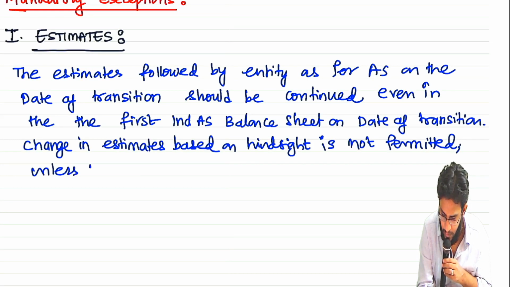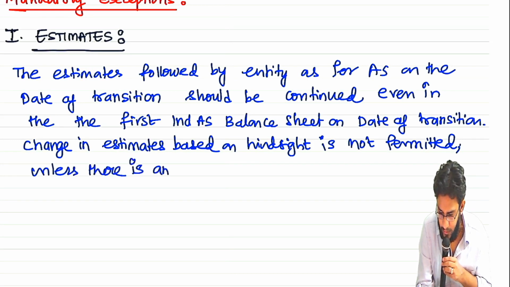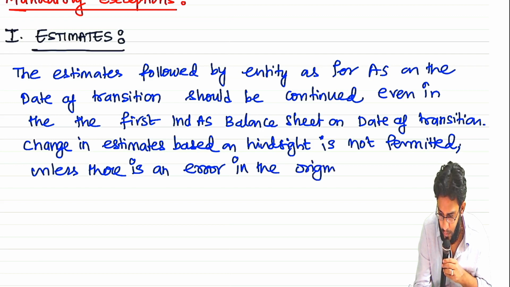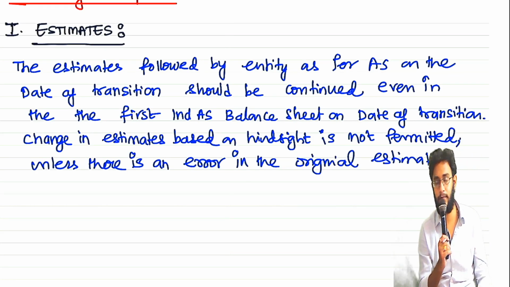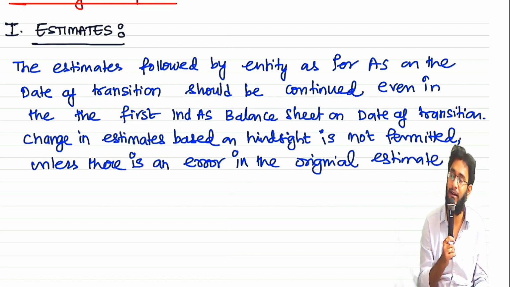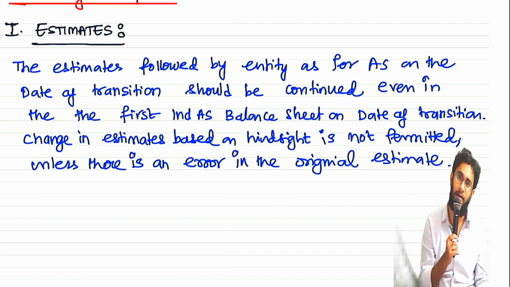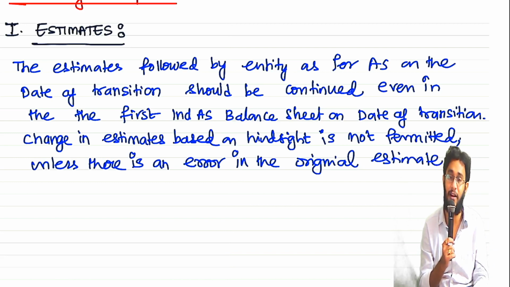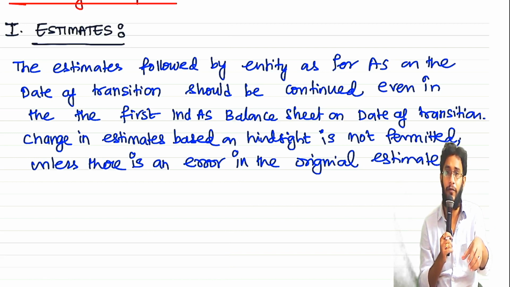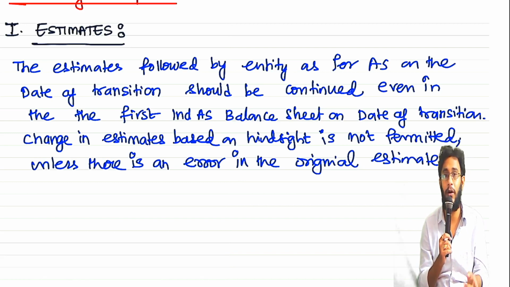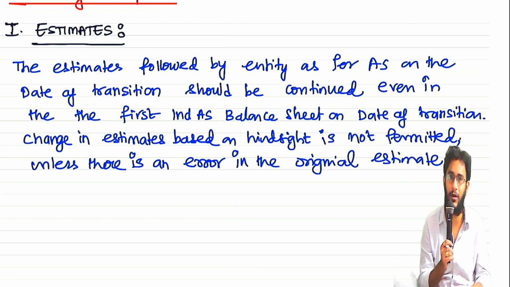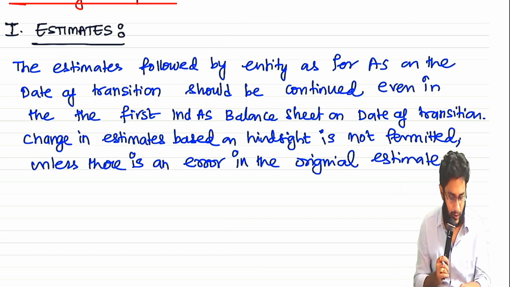Unless there is an error in the original estimate. Sir, estimate changed, no sir. If the estimate changed, it means it is an error only, no. What is error? You should go to Ind AS 8 and again see what is the meaning of error. Change in accounting estimate is definitely not an error. That's what we have discussed. Error means without considering facts available or reasonably obtainable, or misinterpretation of facts. Because of that, something has happened, a misstatement or omission has happened, then we call it an error, not this one. So this is one case.